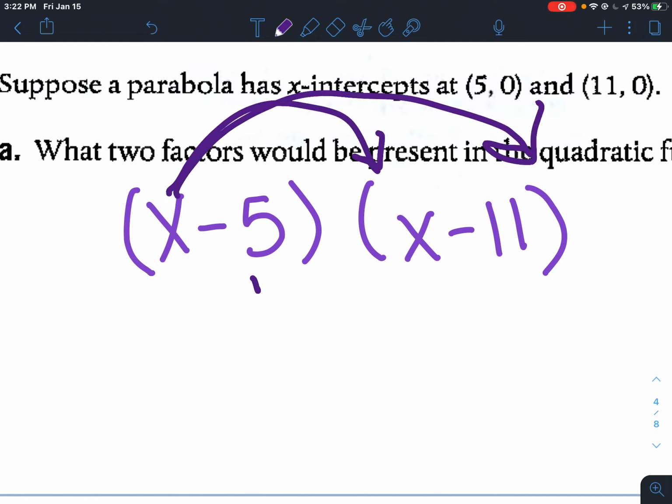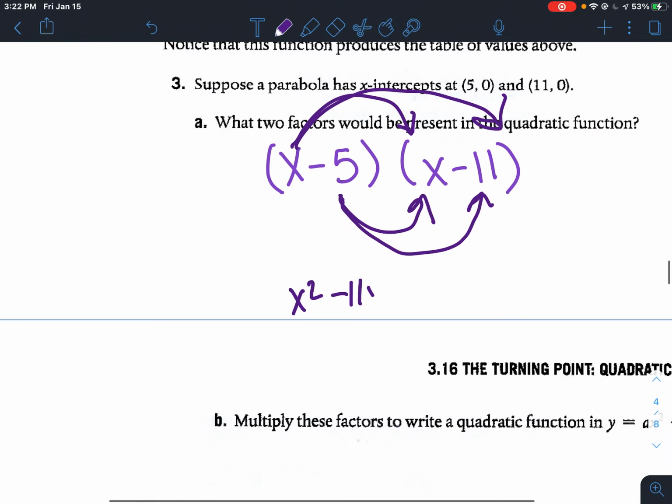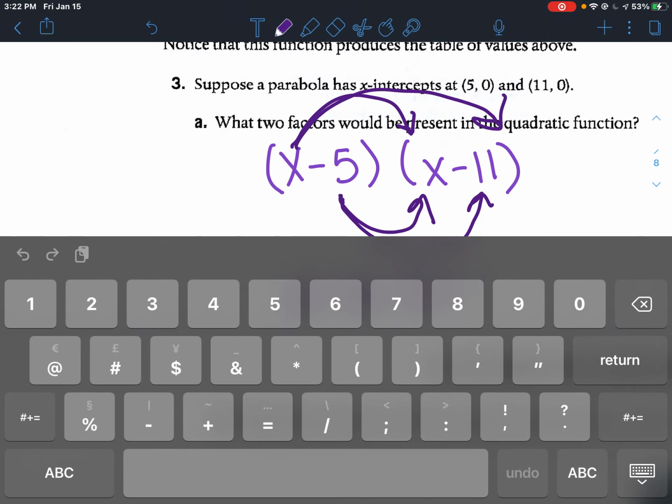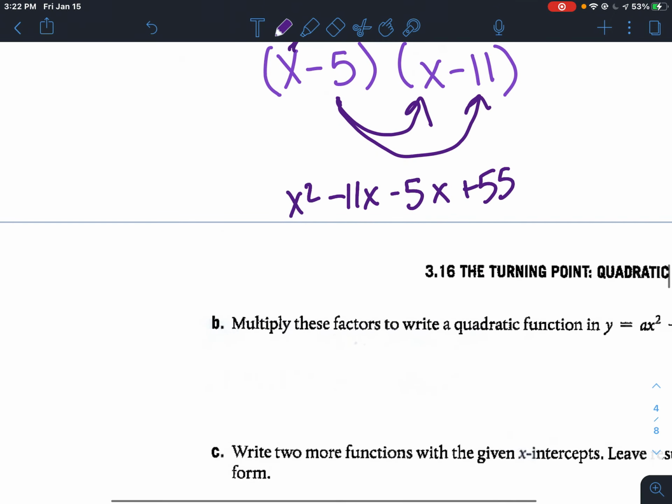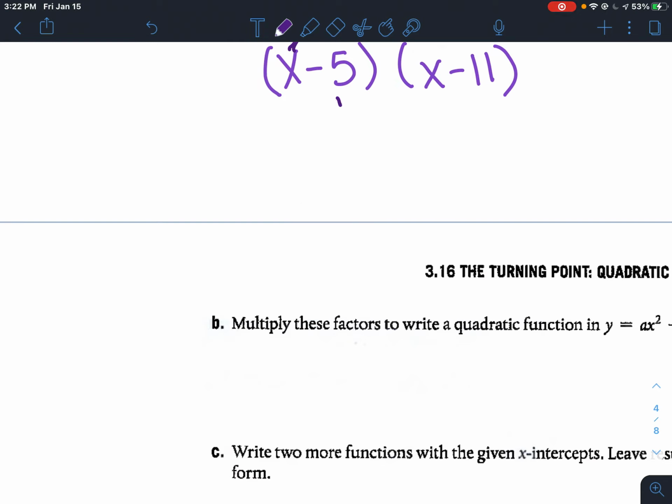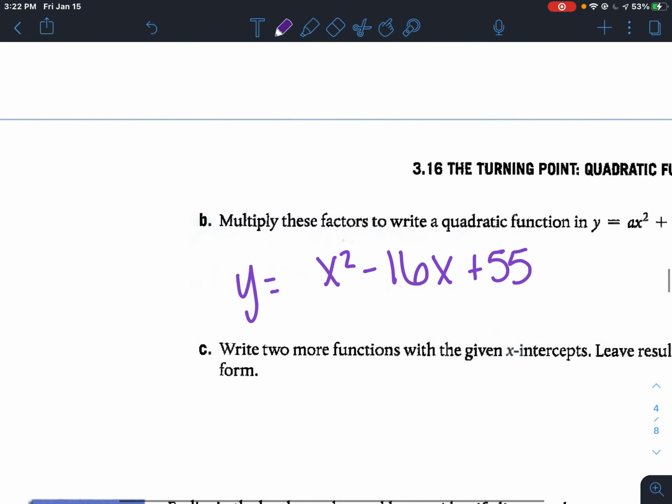I would get x squared minus 11x minus 5x plus 55. Then I can combine my like terms, and y equals x squared minus 16x plus 55.